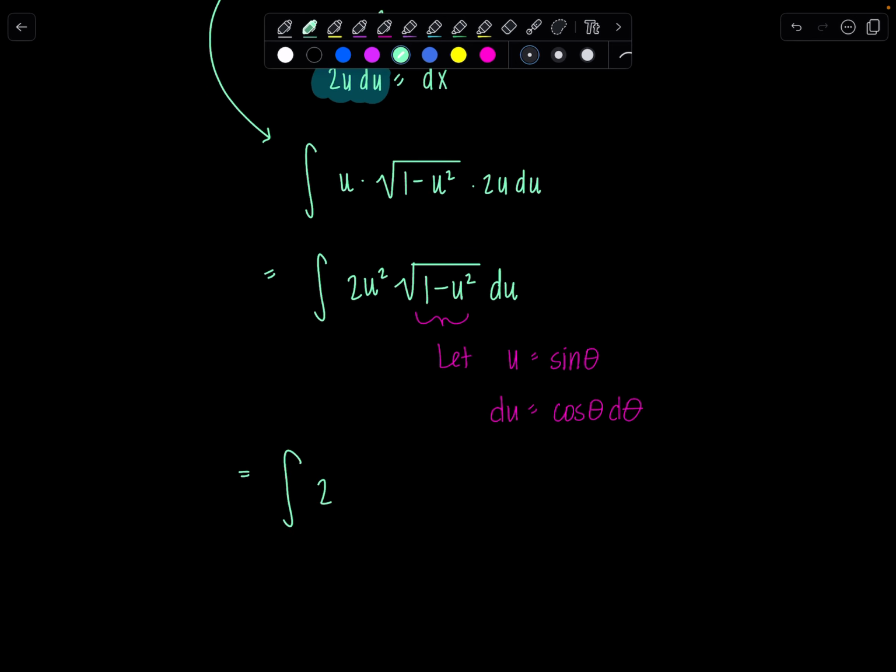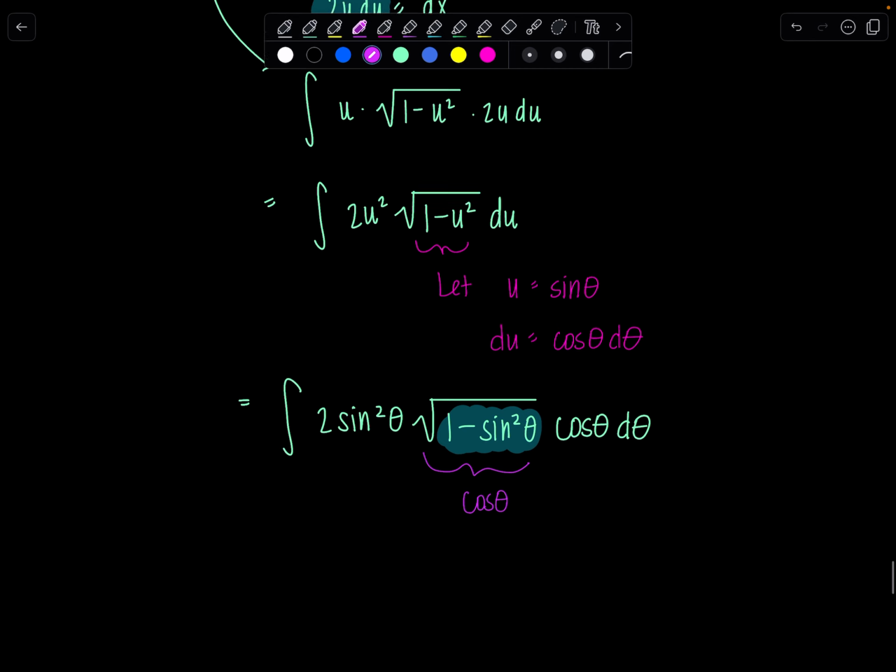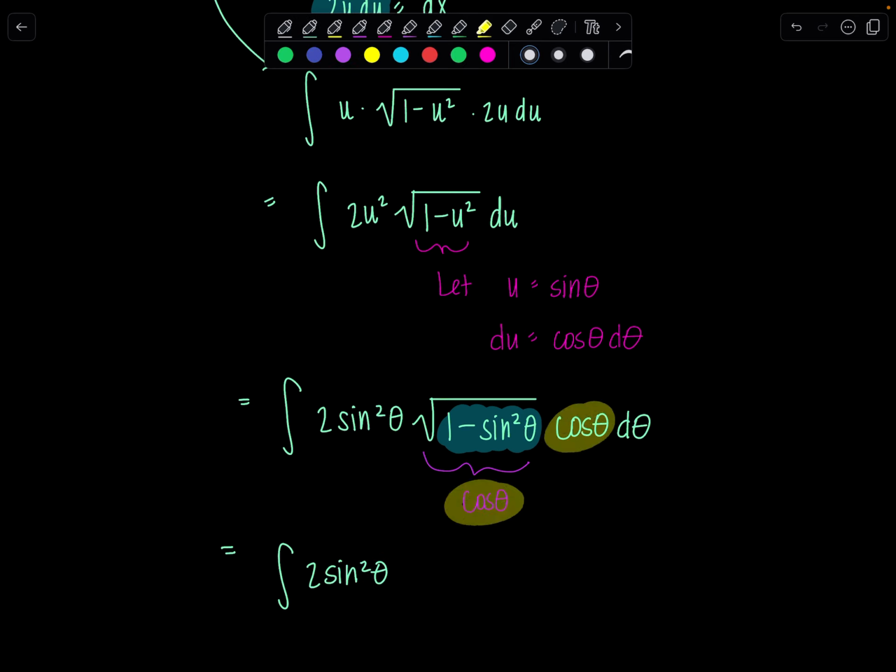Okay, so we've got 2, u squared would be sine squared theta, square root of 1 minus sine squared theta, and then du is cosine theta d theta. How are we doing? Okay, so 1 minus sine squared theta is cosine squared theta. Square root of cosine squared theta, technically it's absolute value cosine theta, but when we do trig sub, we restrict theta, as I always say, so we can make sure that cosine theta is always positive. So I'm just left with 2 sine squared theta, and then here's a cosine, so then that's cosine squared theta d theta.